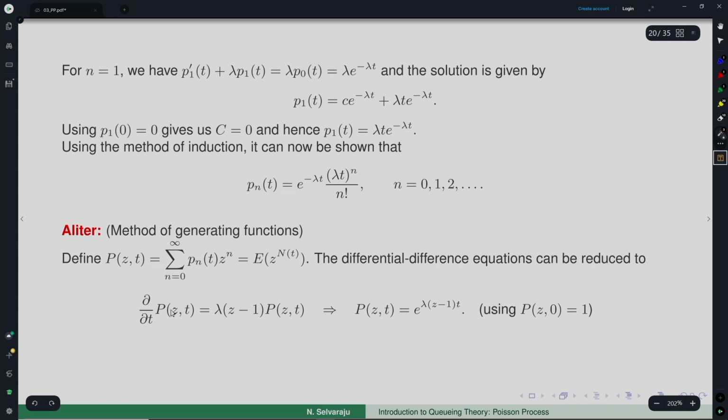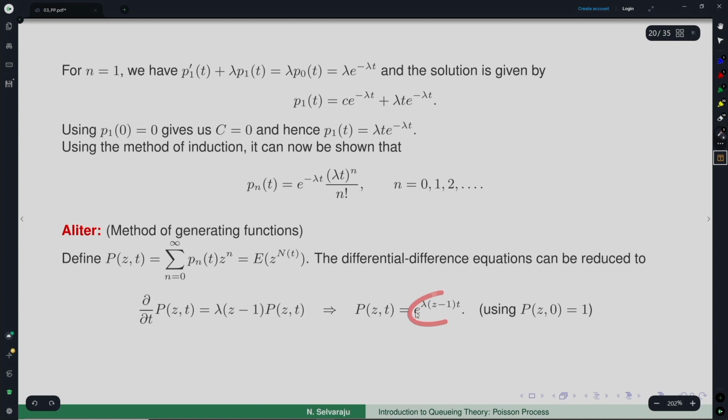Of course, the derivative is only with respect to t, but it is still a partial differential equation. And what is the initial condition? The condition is that the probability generating function at time 0 is 1. The PDE along with this condition gives you this. Again, this is some constant times e to the power of this quantity, where this is equal to 1. So, this is what you are going to get here. Now, this is the probability generating function of the state probabilities.